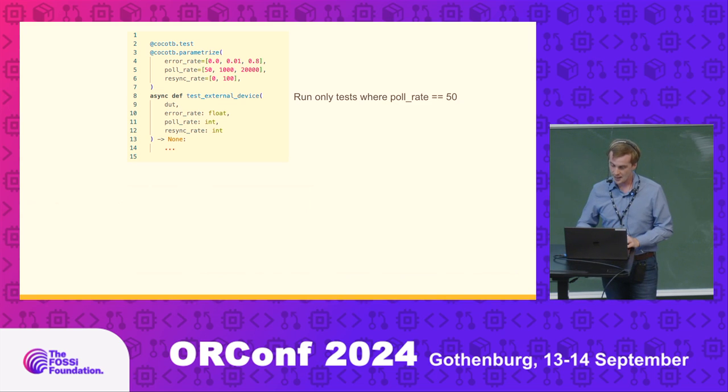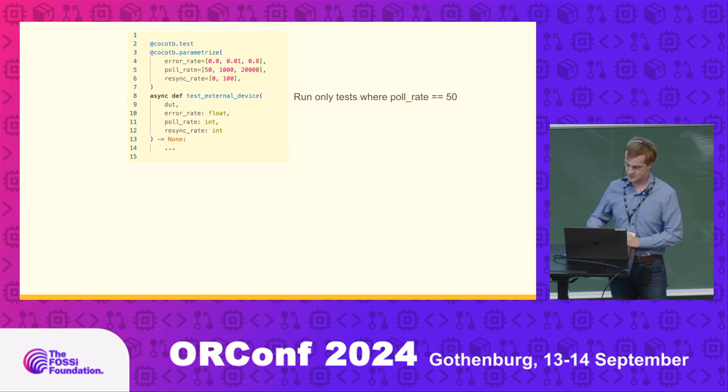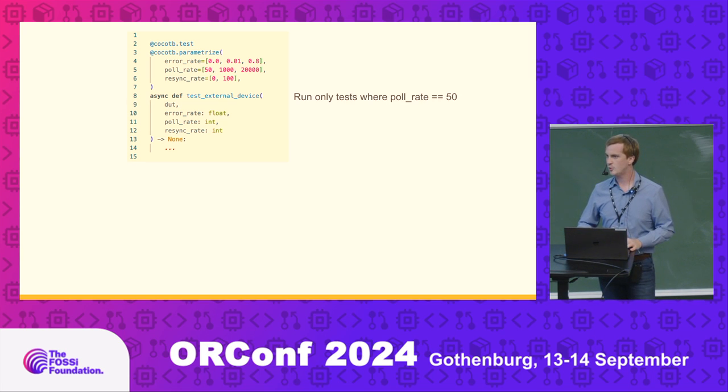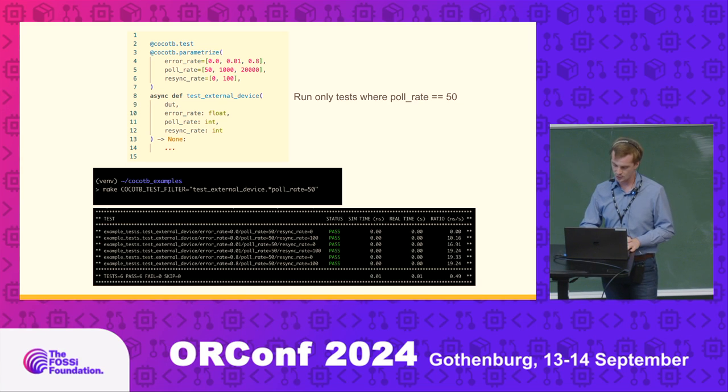So, here's another example, running tests where only the poll rate is 50. So this is a regular expression, and we know with parameterized we have the names in the test now, so we can write a pretty simple regular expression to select only the subset of tests that we care about.